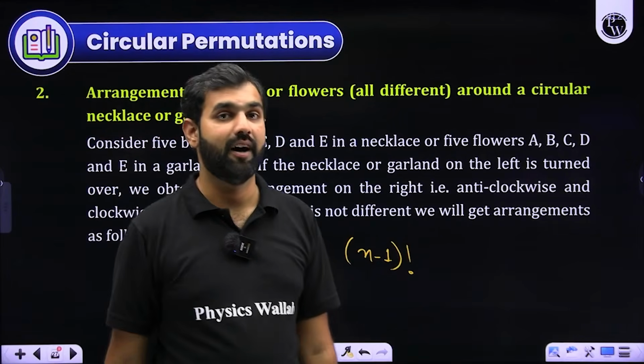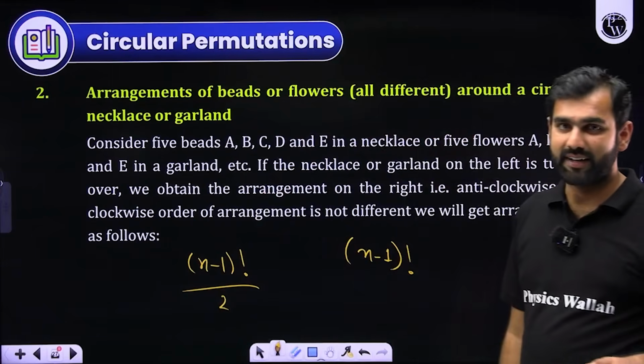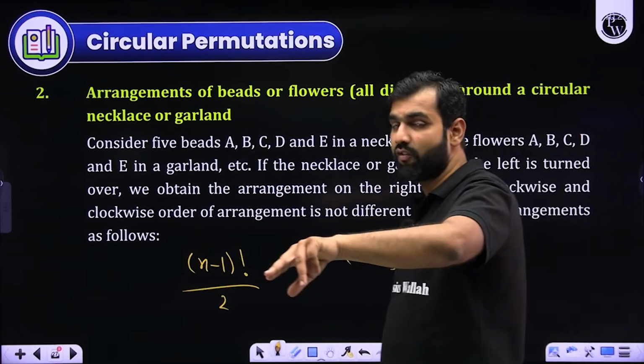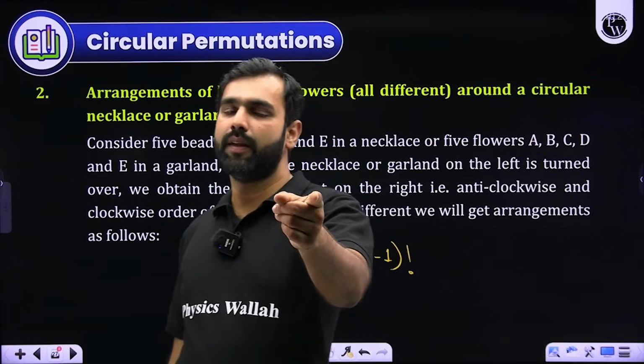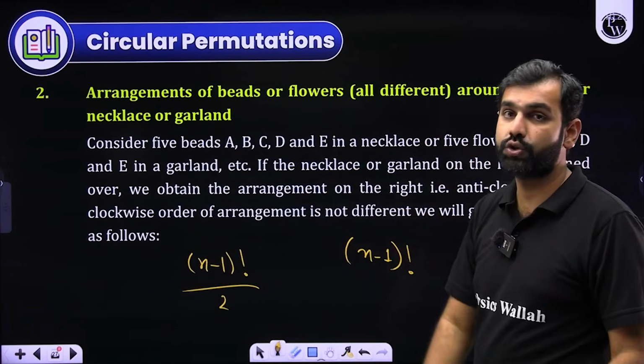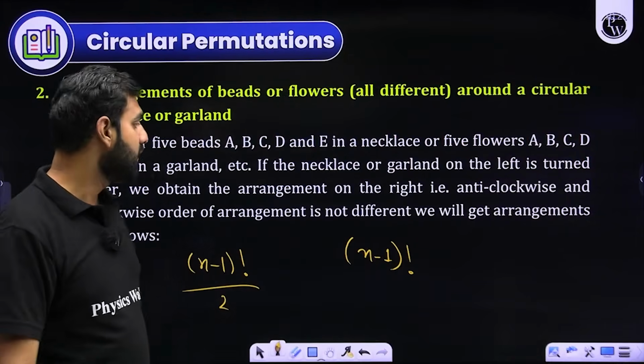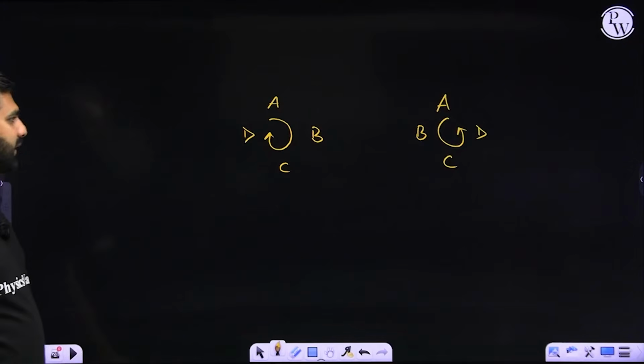The cases will be halved because in the cases of garland or something like that, you need to understand that clockwise arrangement and anti-clockwise arrangement should not be counted separately. So in that case, you need to multiply it by 1 by 2. You should halve the number of cases. I hope you're understanding the logical reason and explanation behind that. Did you get that part?